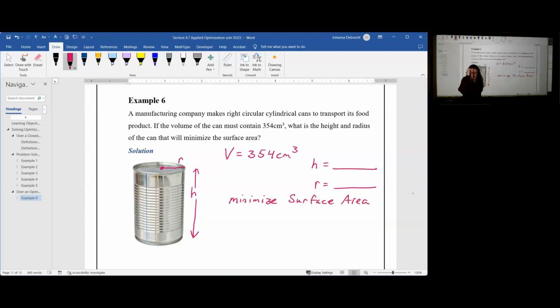First, can I think of a way to relate surface area to height and radius? Well, I know that the area of the bottom is a circle, pi r squared, and I have another one on top, so I have 2 pi r squared. So for surface area, I have 2 pi r squared, which of course will give me the top and bottom of the can. What about the sides?